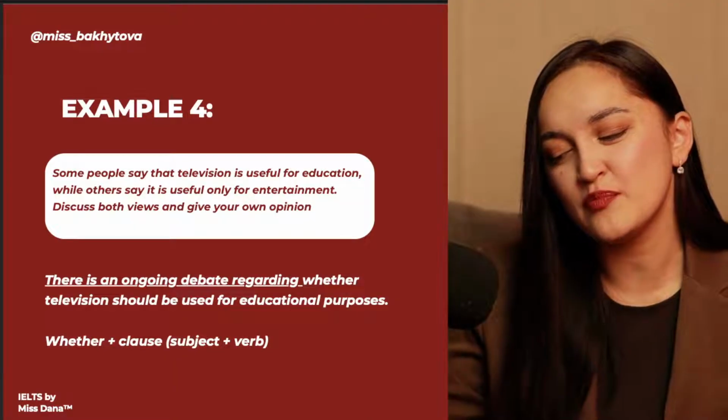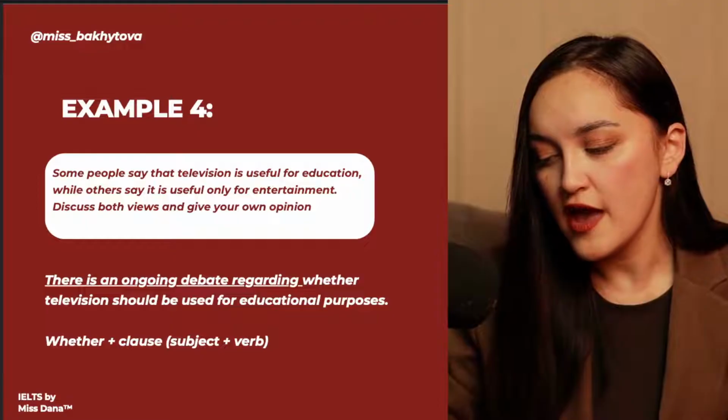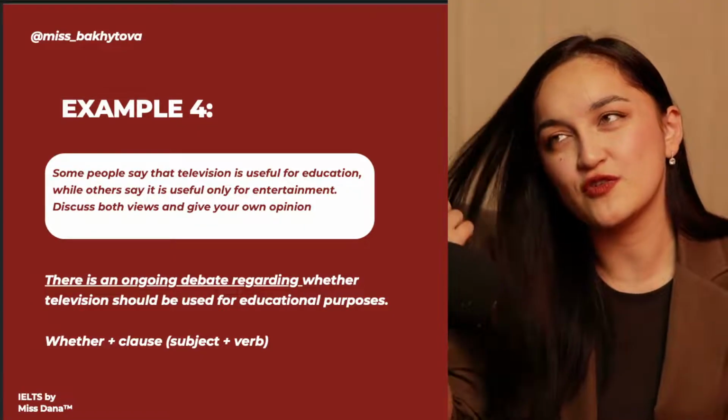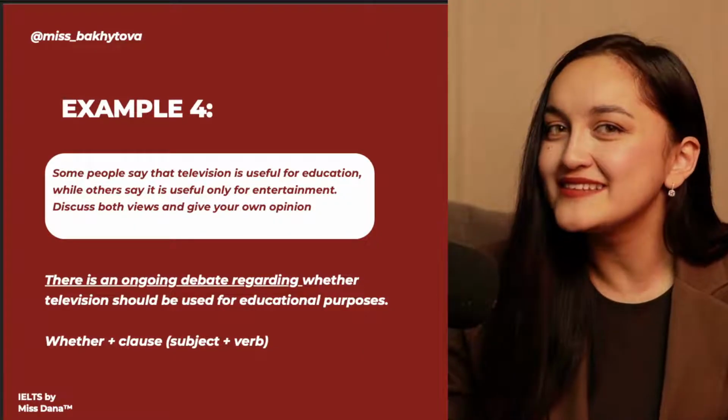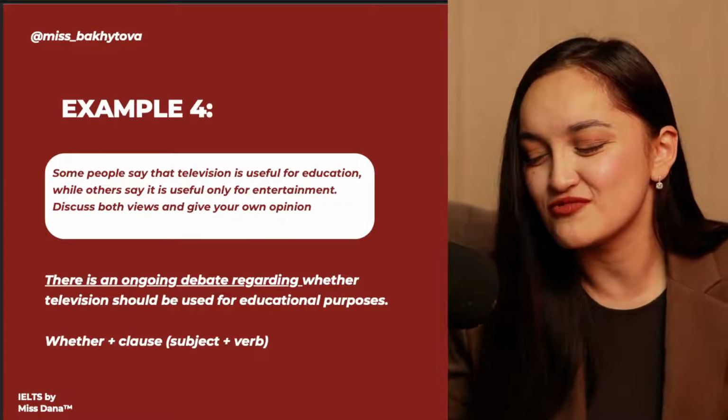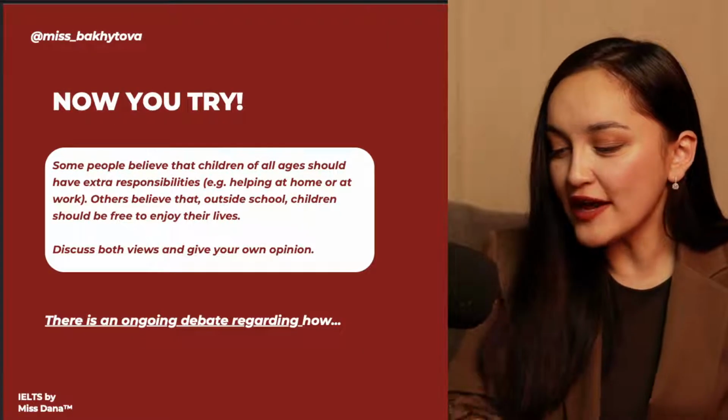So I would skip the with part at all. And you need to think of it this way as well. So if you need to add the with part, of course, add it. But sometimes, it's just redundant. It's not necessary. Okay, now you try.